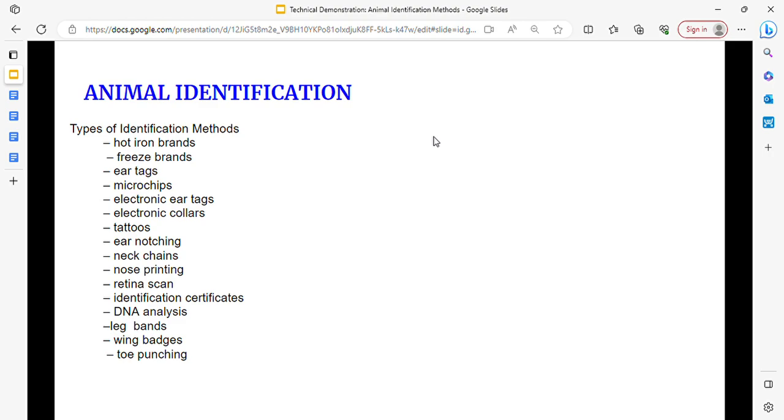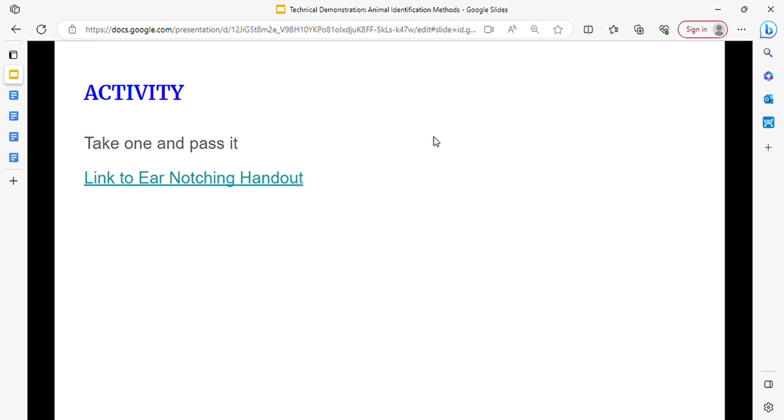So today we are going to focus on being able to determine how pigs are identified, how they're kept up with, and how they're managed. So we're going to do some pig ear notching. As we do this, I need you to take one of these and pass it. Here's your handout.